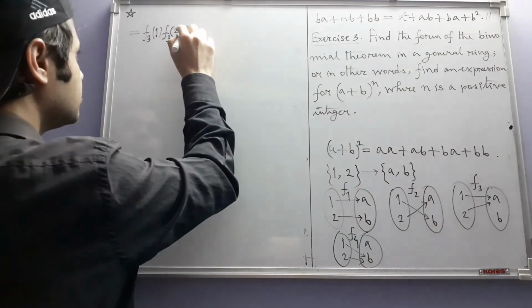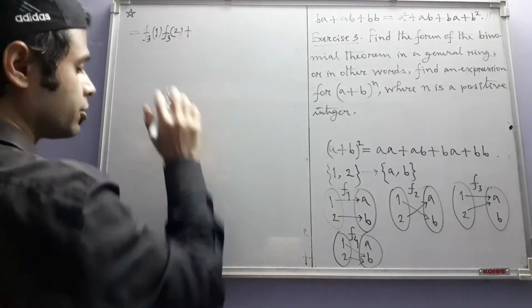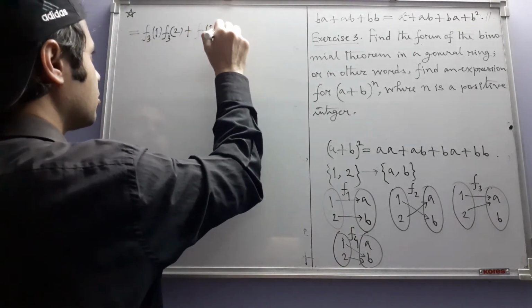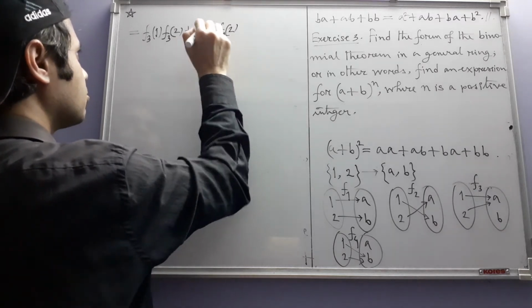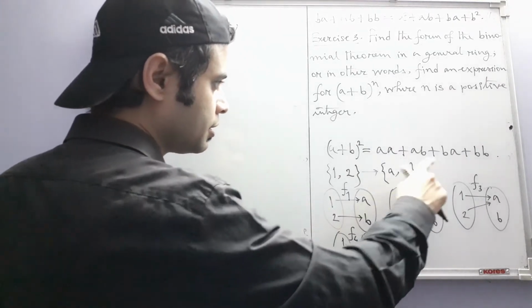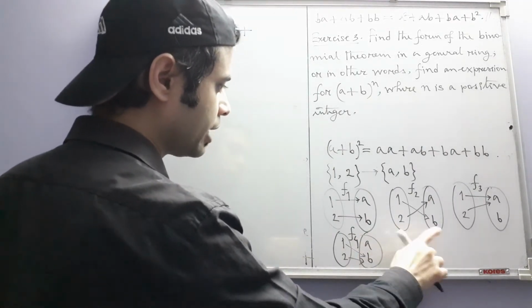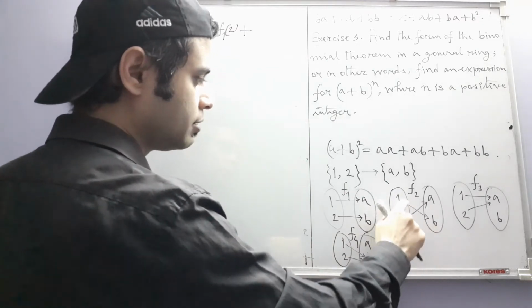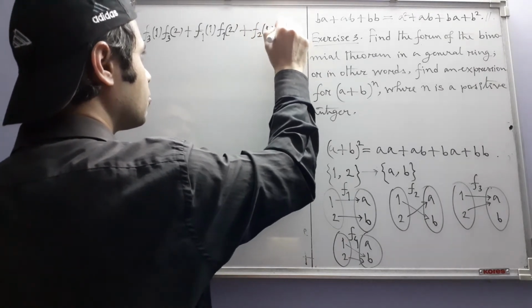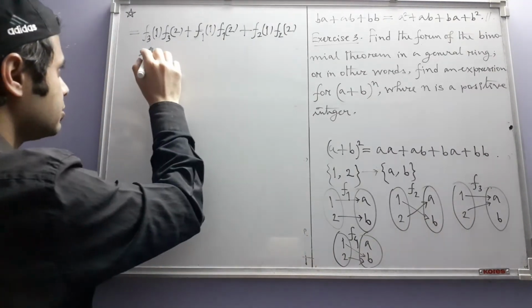Then AB can be written as F11, F12. Okay, F11 is A, F12 is B. Then BA. For BA, we can write like this: F21, F22. Finally, BB can be written as F41, F42.